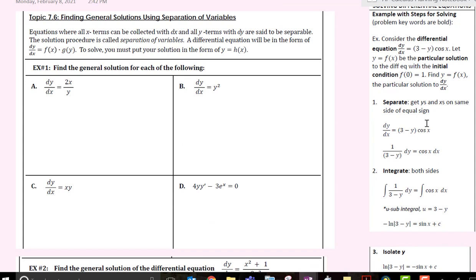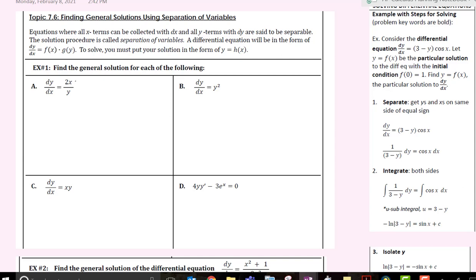The very first one says find the general solution for each of the following equations. For the general solution, we are not given a point that it's going through. That means we're probably going to have a plus c. So let's get that done here. Our first step is to separate, so we need to get our x's and y's on the same side of the equal sign.